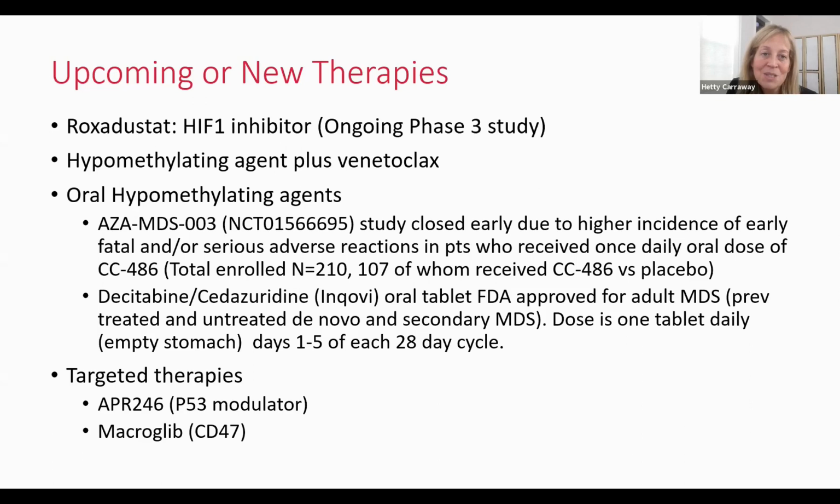There will be questions, and there has been a lot of interest in hypomethylating agents plus venetoclax, a BCL2 inhibitor, that kind of speaks to some of the mechanisms of resistance that I just alluded to in the prior slide, and I'll talk about that in the upcoming slides. Other hypomethylating agents that are important and have come to light include an agent called CC486. This agent was studied in the AZA-MDS-003 study. This study was closed early.